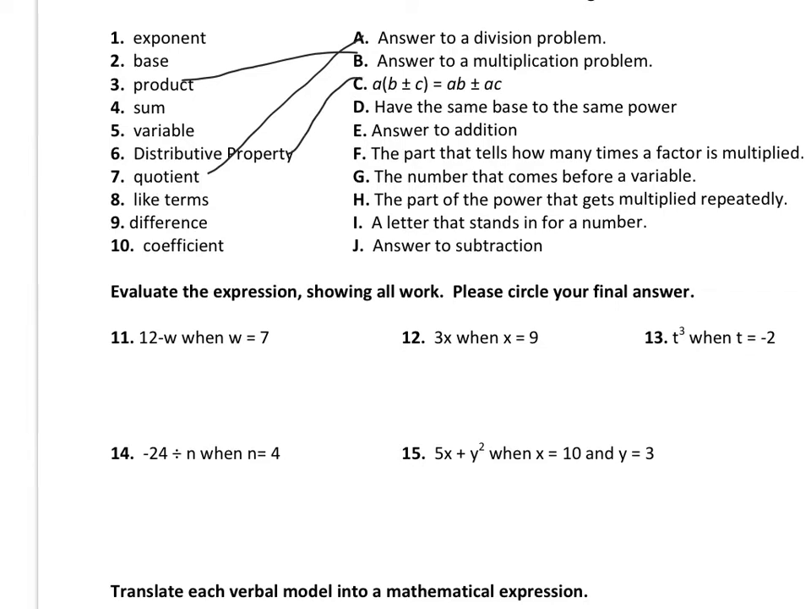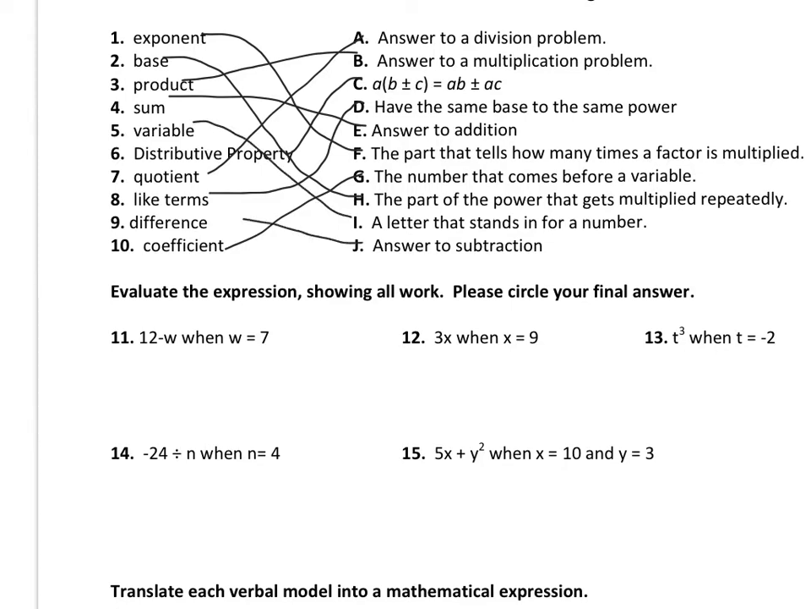D says has the same base to the same power. Those are called like terms. They can also just be regular numbers. Answer to addition is sum. The part that tells how many times a factor is multiplied, that is the exponent. The number that comes before a variable is called the coefficient. The part of the power that gets multiplied repeatedly is the base. The letter that stands in for a number is a variable. And the last one, answer to subtraction, is called the difference.